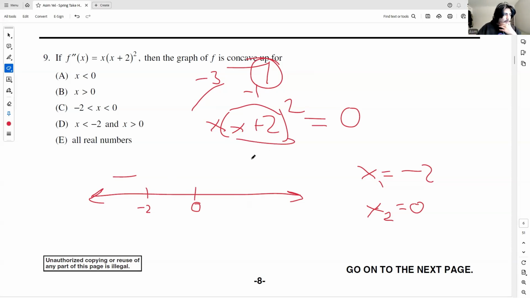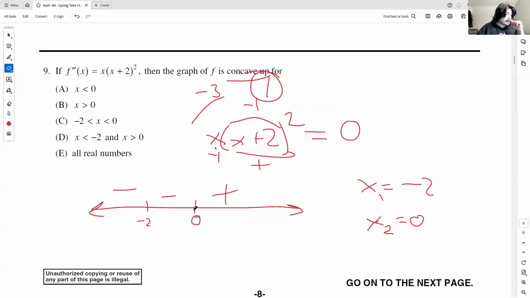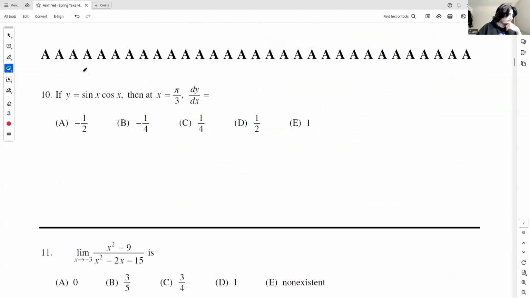If I plug negative 1, I would get 1. 1 squared is 1. No matter what, guys, since this is squared, I will always get positive. So just think about it as a positive value times negative 1, which will give me negative 1 times, I don't know, 1. And this is also a negative value. So now I'm stuck with 0 or greater. Actually, I can't even use 0 either, because at 0, I don't have concavity. So let's plug 1. 1 times 3 squared, which is 9, will give me 9, which is a positive value. So I got positive. And that means my concavity is required for x to be greater than 0.